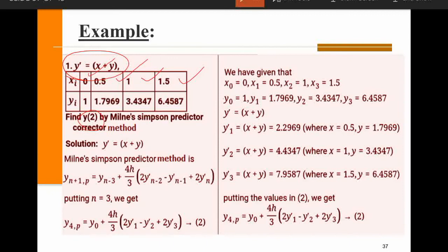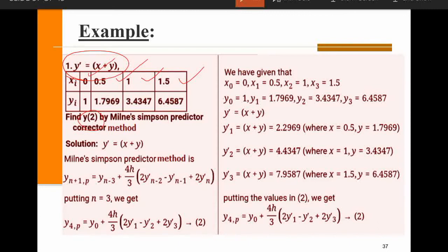If you assume 2 as your x4, then these values are x0, x1, x2 and x3. So at the points x0, x1, x2 and x3, the values of y are given, y0, y1, y2 and y3. So we will use Milne's predictor corrector method to find the value of y4.